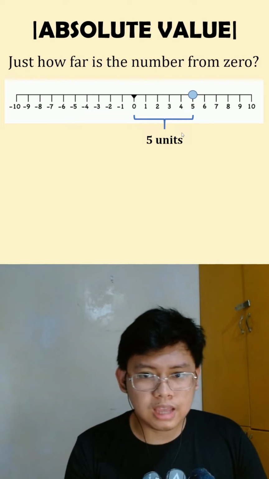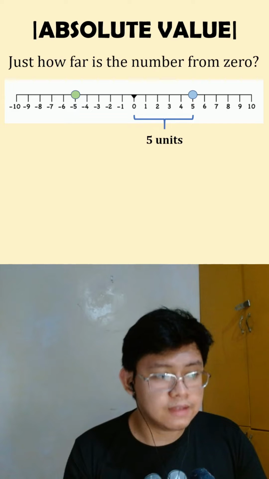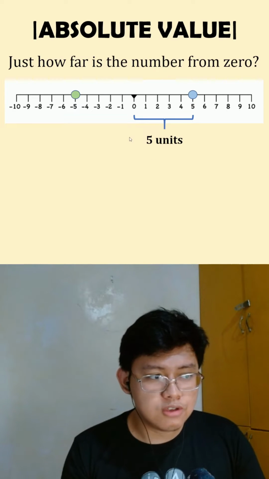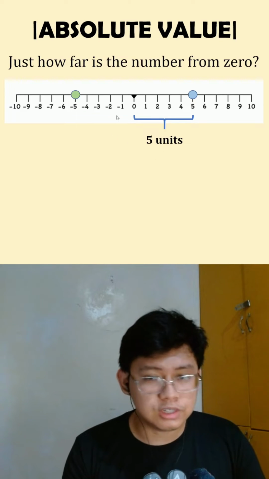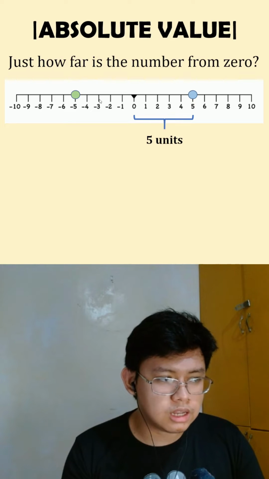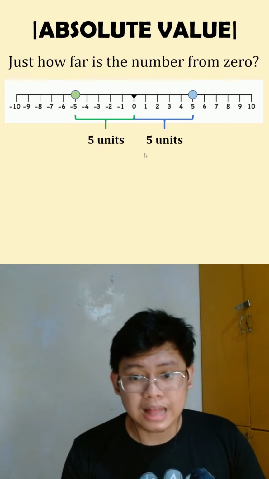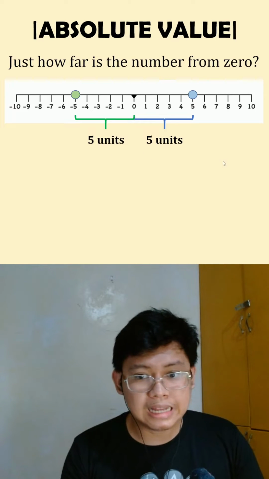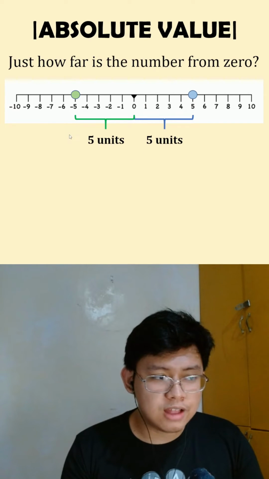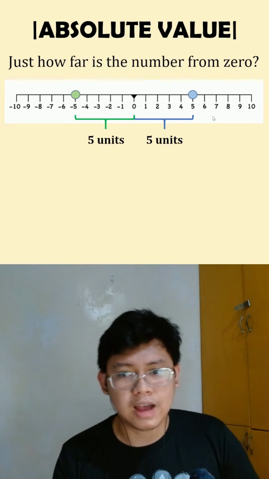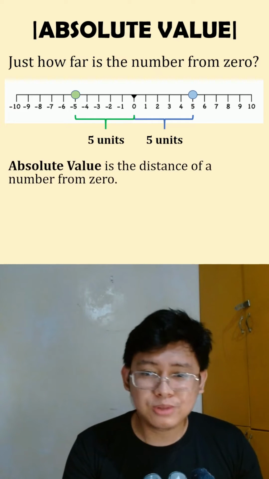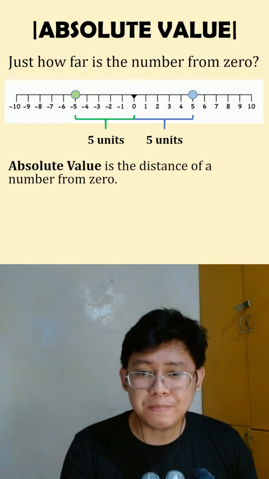Now, let's try to get the absolute value of negative 5. So, bilangin natin yung distance ni negative 5 to 0. So, 1, 2, 3, 4, 5. So, it is 5 units as well. So, bakit pareho sila ng sagot? Yung absolute value of negative 5 and absolute value of 5. We can say that absolute value is the distance of a number from 0.